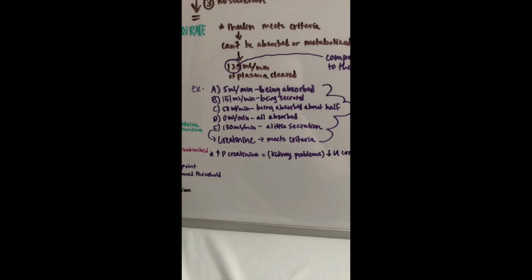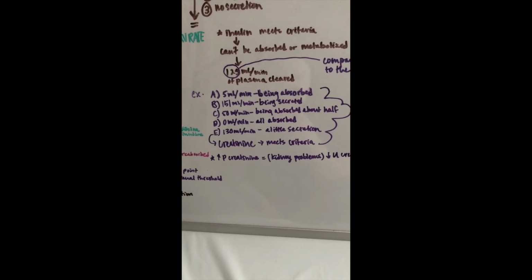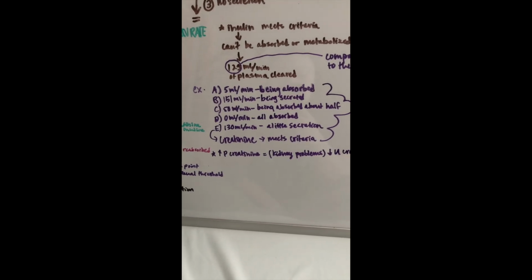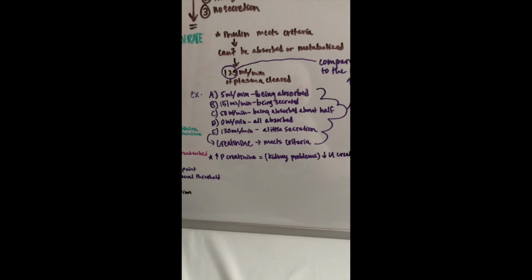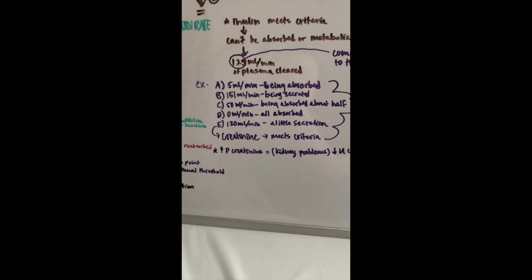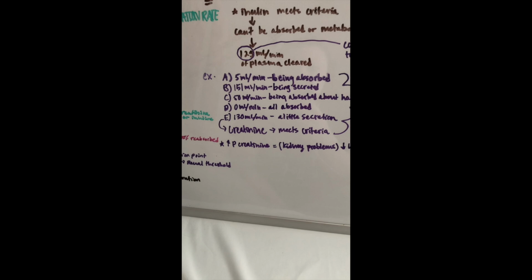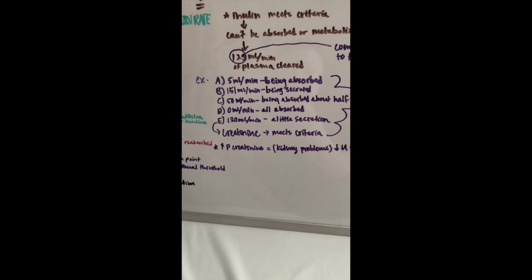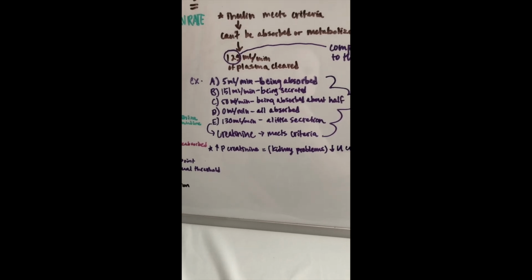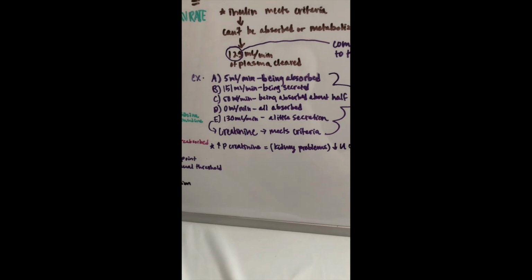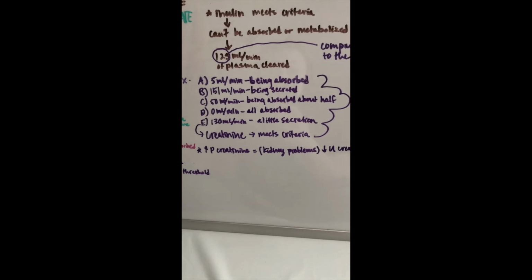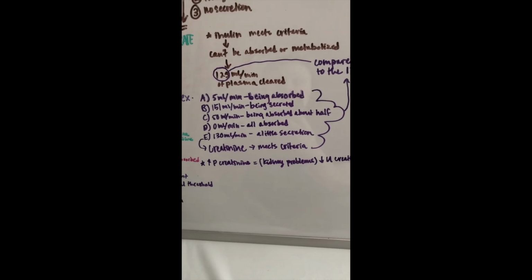So the first one, A, is 5 milliliters per minute, and if it's lower than the 125, you know that it's being absorbed, it's being reuptaken. And then B is 151 milliliters per minute, and since that's larger than 125, you know that's being secreted, it's being made. And then C is 50, and that's still below, but higher than the 5, so it's being absorbed about half. D is 0, and so the whole thing was reuptaken. It's completely absorbed. And then E, 130 milliliters per minute, is just a little bit of secretion. And this E is creatinine, and creatinine meets the assumed criteria.